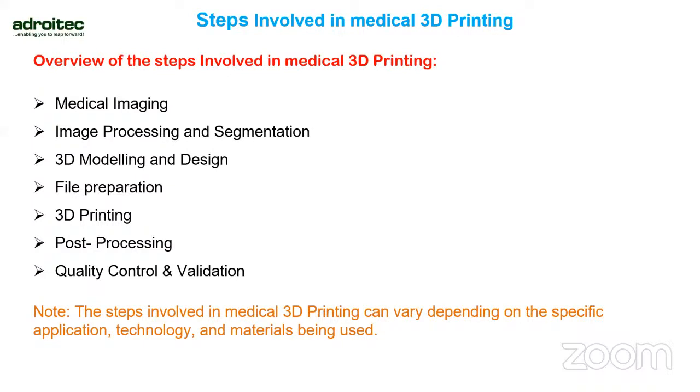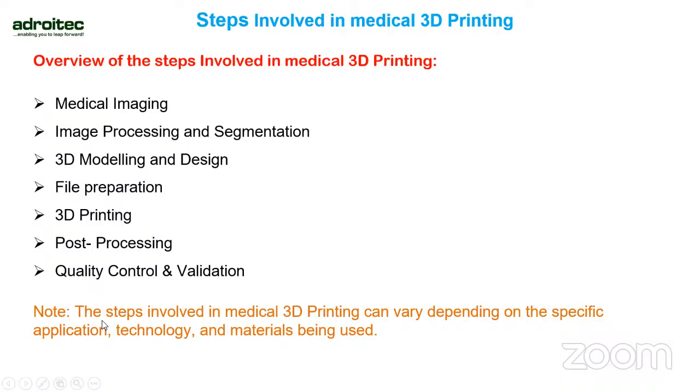Next, we have to do image processing and segmentation. In this, we take the acquired medical images from CT scan, MRI scan, or ultrasound, and do segmentation of each model, which involves isolating and extracting the region of interest from the surrounding tissues, the particular part like kidney, liver, bone, knee implant, shoulder bone. Here we do the segmentations.